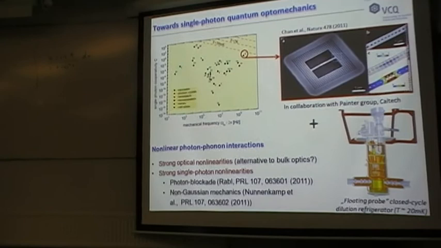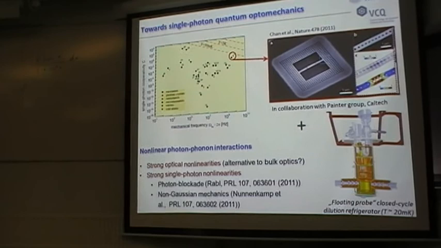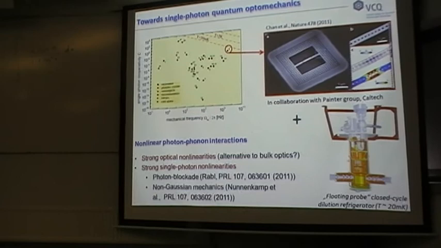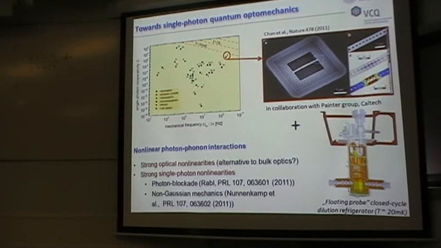And also you can do various non-Gaussian state preparations. You can also have single photon detectors that actually subtract photons from the drive field, and so on and so on. So this is work in progress, but I think this is the right platform to combine high frequency mechanics in a plane, so it's really on-chip mechanics, with low temperature physics.